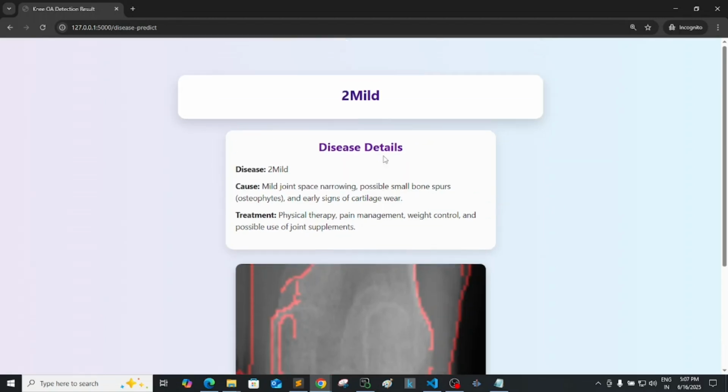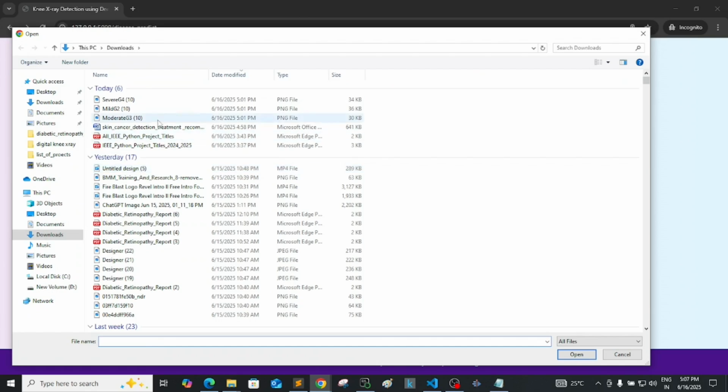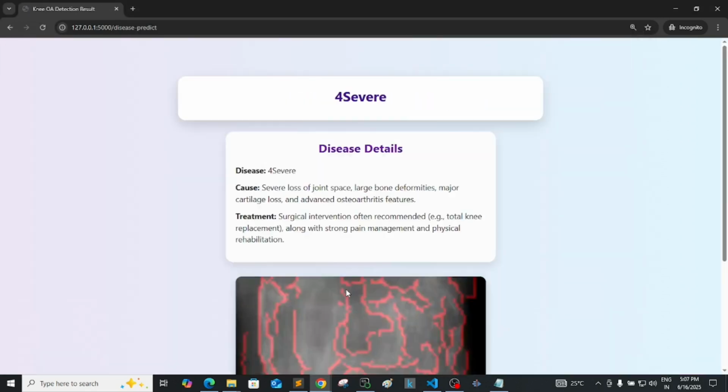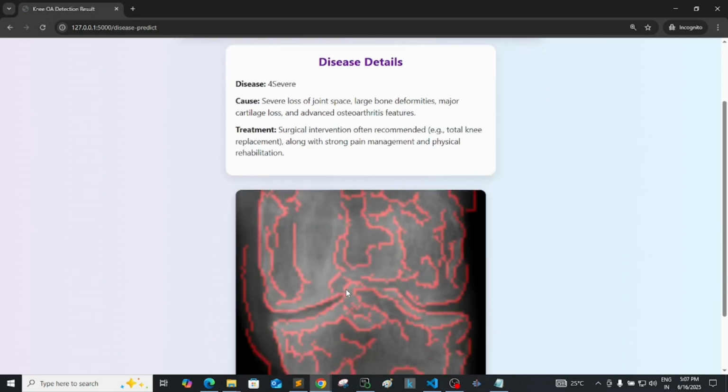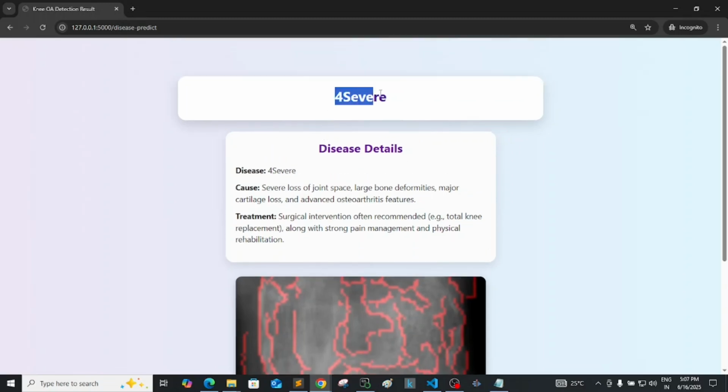So in the same manner, we can try a few more scan images. We will try with severe. So here our model is able to detect it as severe. To make you understand this is a severe image, I'm even printing it here and here, both the locations.